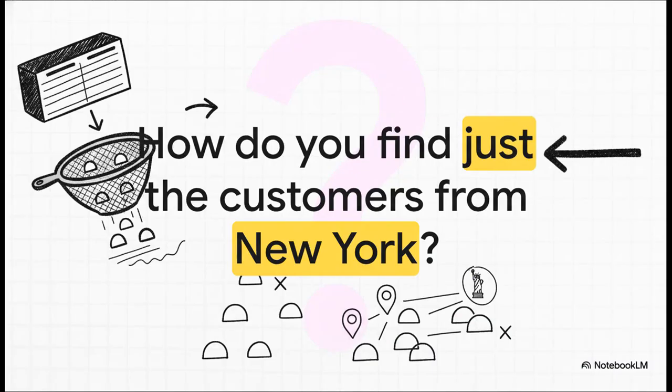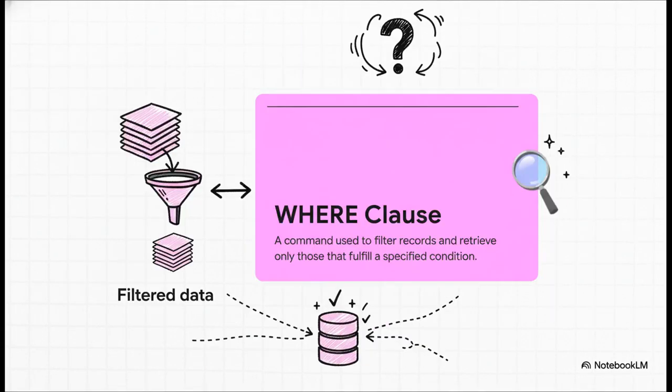So, that brings up a really good question. Looking at this table, how would you actually tell the database, hey, show me only the customers from New York? How do you filter out all that other noise? And the answer, my friend, is the where clause.